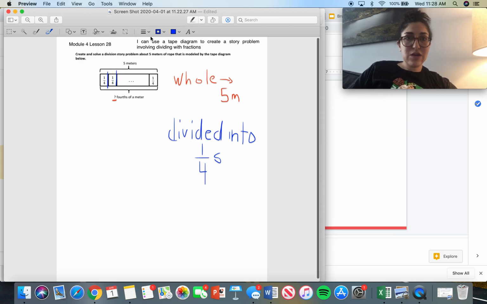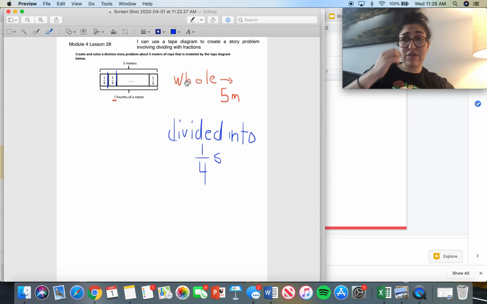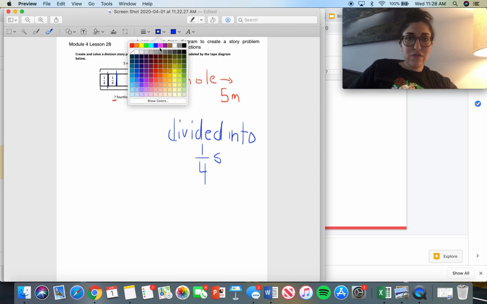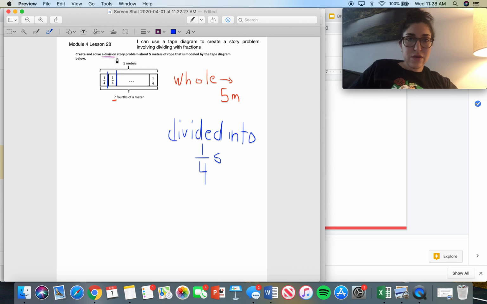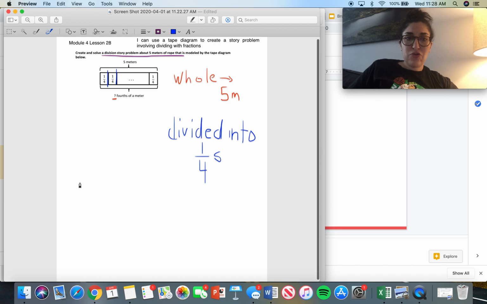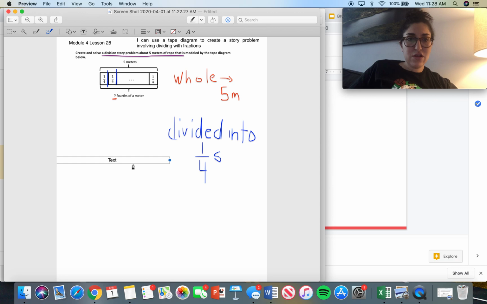So I'm actually going to think about it, it's not asking me to solve. I can solve it, but that's not what it wants me to do. It wants me to create a division story problem about these 5 meters of a rope. So I might start by saying something like, I have 5 meters of a rope.